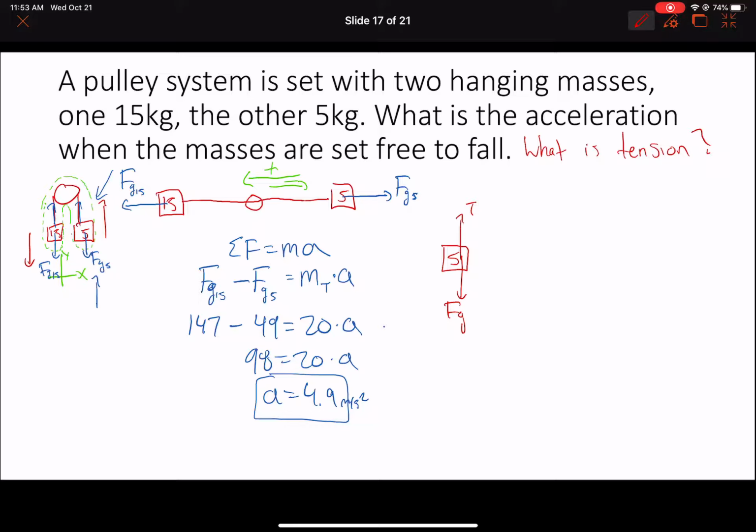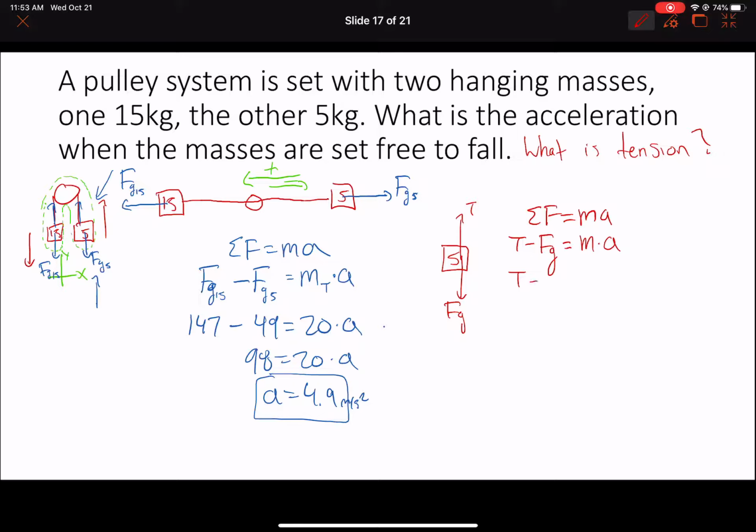Great. Easy enough. Now I can do my F equals ma for just this one block. I know the sum of the forces is tension minus force of gravity, and it's equal to m times a. My tension is what I'm looking for. I don't know what it is yet.